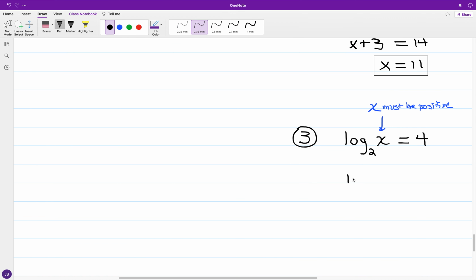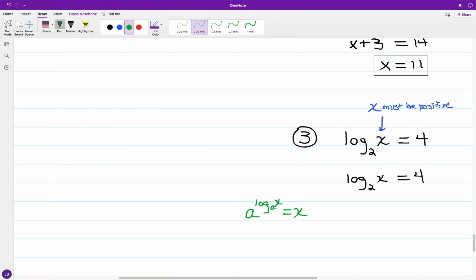I'm just going to write this again. So you have the base 2 logarithm of x is equal to 4. And I want to say, if I want to write the left-hand side of the equation as x, okay, what I'm going to do here, notice the base a log of x is an exponent. And guess what? If I make this into an exponent, well, the exponential base is going to be 2.